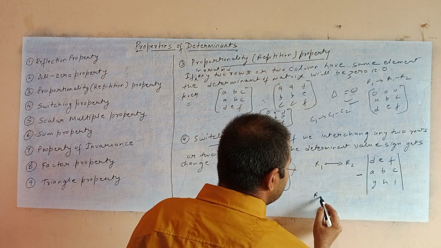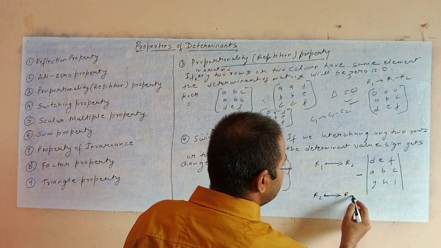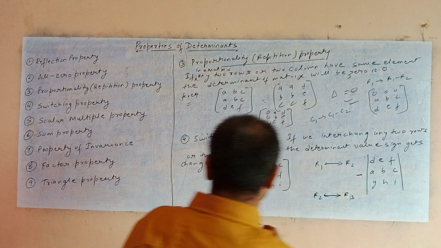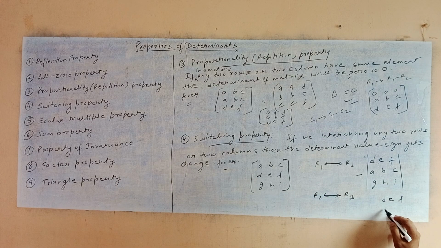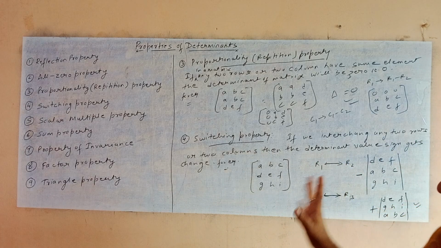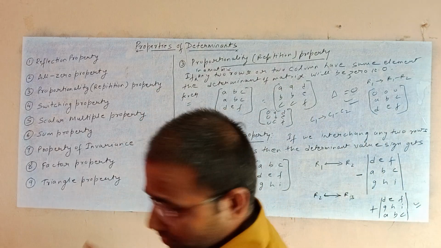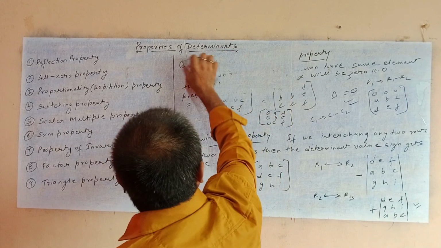Suppose you are interchanging R2 and R3, then what you will get? Here write down d e f, g h i, a b c. Now again the plus value will be there. So switching property means if you are interchanging any two rows or two columns, then the determinant value's sign gets changed, okay. See the switching property. Now let us see the scalar multiple property.